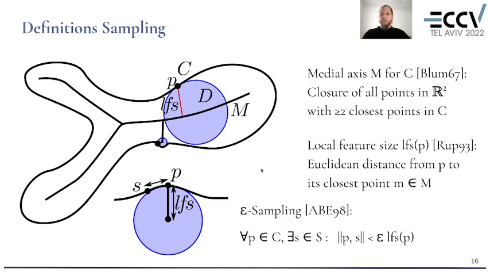So that means P must not be farther than S, and epsilon times the local feature size. You can see that for small epsilon, this requires a very dense sampling, meaning many points to represent the curve and to reconstruct it properly, and for a larger epsilon you need fewer points.